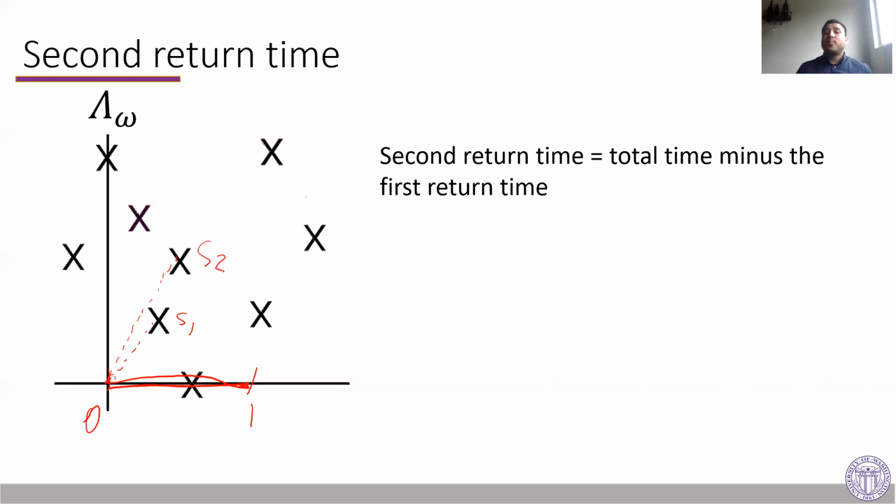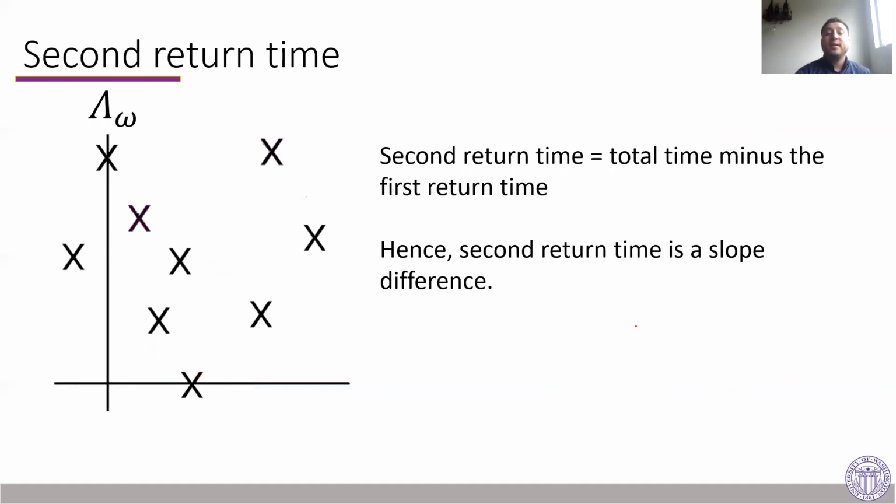And so now what is S2 representing in this picture? S2 is representing the total amount of time that I need to flow before I come back to the transversal. However, the total amount of time that I need to come back to the transversal takes into account the first return time. So if I only want the second return time, I need to subtract the first return time. And now we're going to get a slope difference. So the second return time is exactly S2 minus S1, i.e. it's a slope difference, okay?